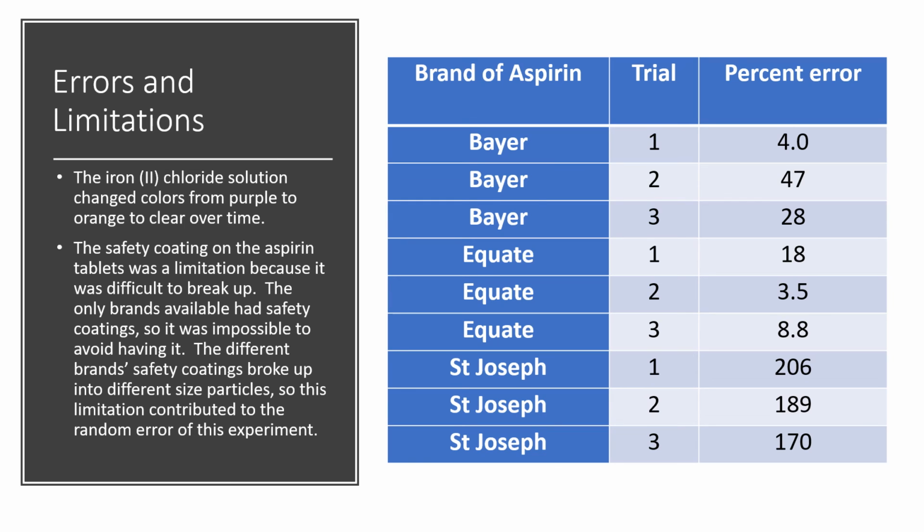In summary, I believe that the Equate was definitely the listed value. The Bayer aspirin is likely the listed value as well because the 4% error shows that it's pretty accurate, and the other two did have random errors that were observed in their trials. And the St. Joseph, it's impossible to determine from this experiment because of the error that occurred there with the safety coding and that limitation.